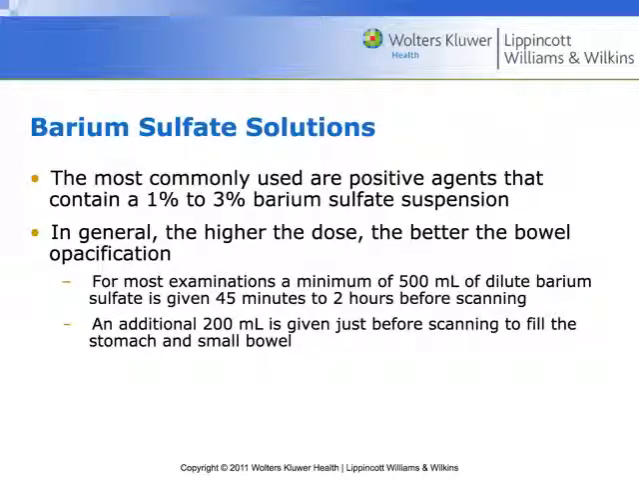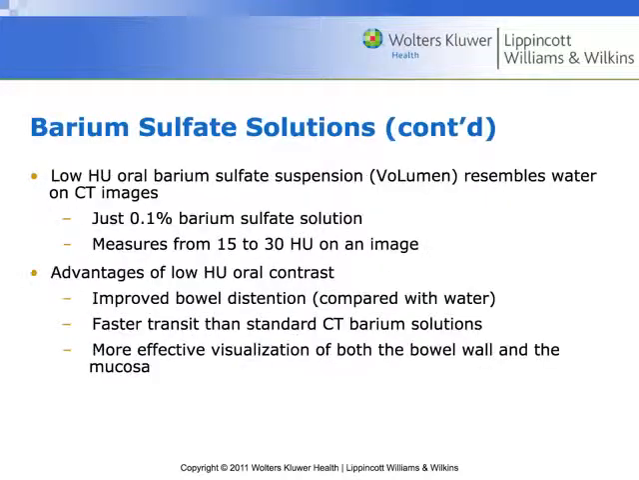Gastrografin, you can go a little bit quicker. Volumen is going to be similar to water. It measures about 15 to 30 Hounsfield units. So visually, it's going to look about the same as water, but it will have a higher Hounsfield unit measure, because what level of Hounsfield unit difference do we need to be able to visually see? 10. Good. All right. The advantages of using this low Hounsfield unit: improved bowel distension compared to water.